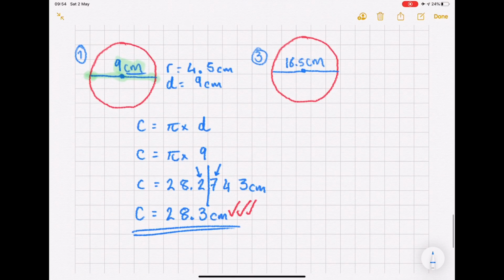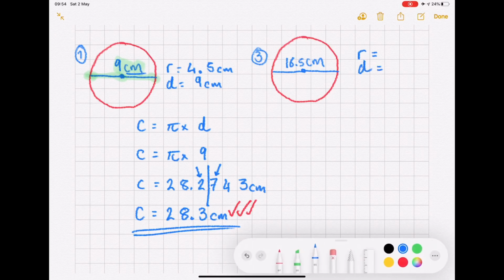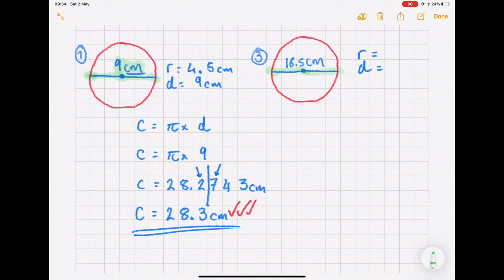Okay, let's have a look at our third check. So all the way down here. First things first, our radius and our diameter. Which one have they given us in the question? Well, they've given us the length that goes from this end through the centre all the way to that end. So therefore that is our diameter. So our diameter is 16.5 centimetres. If our radius is half our diameter, our radius is going to be 8.25 centimetres. Okay, let's write out our formula. So circumference equals pi times by the diameter. Let's substitute in our diameter.